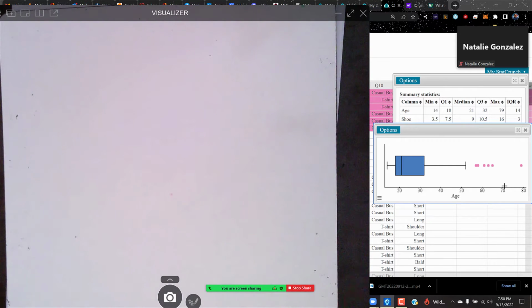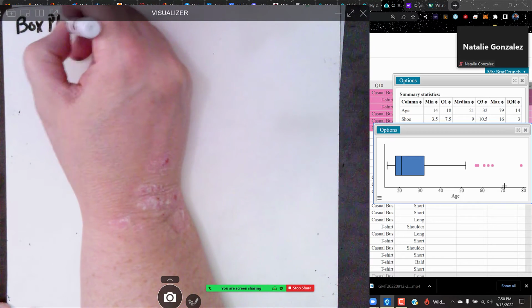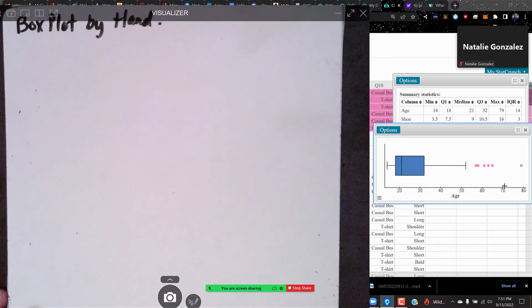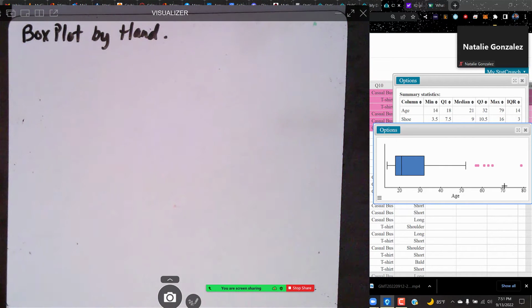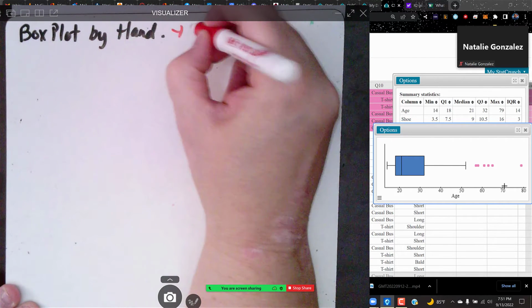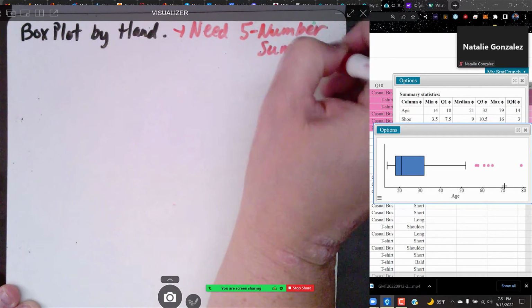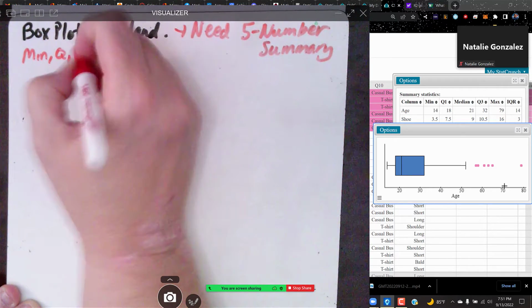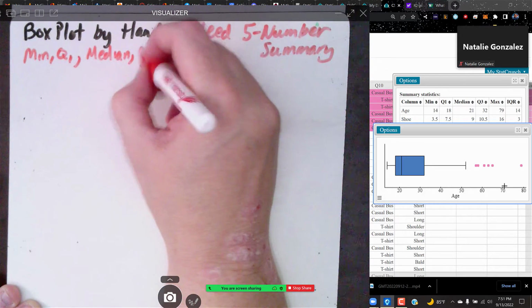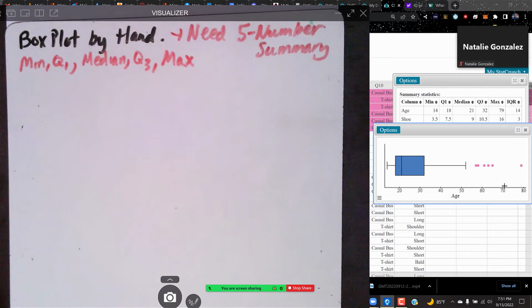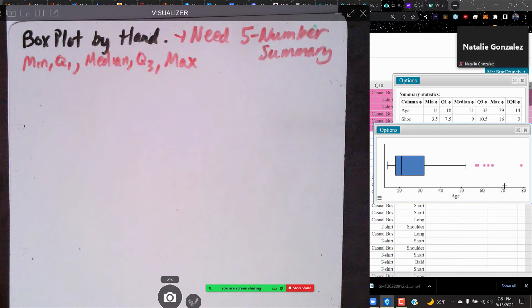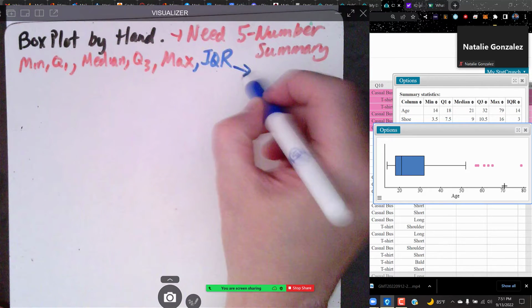Okay, so our box plot by hand. What you need is the 5-number summary, which, as a reminder, is min, Q1, median, Q3, and max. And you need the IQR, but it is something you can calculate with these numbers. So I'll list IQR as something useful if you're graphing it by hand. But it is calculable. Remember, it's Q3 minus Q1.